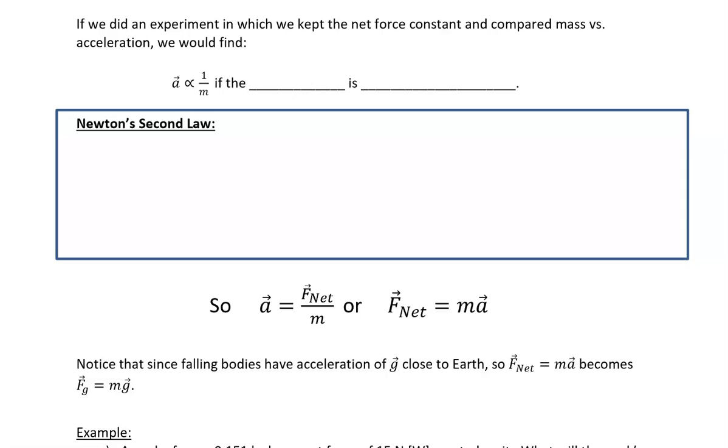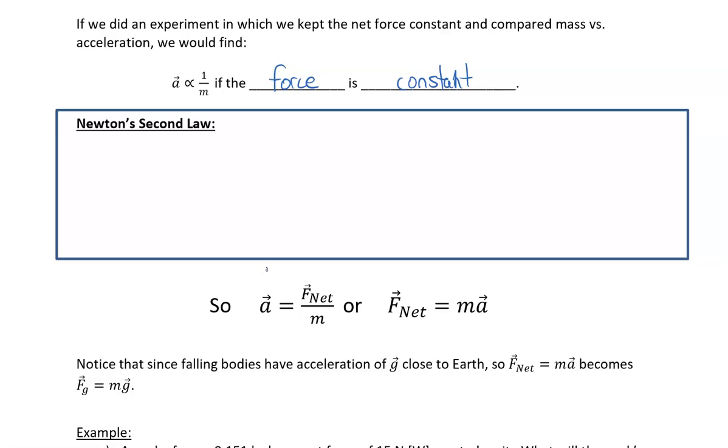Now, if we had done another experiment in which we kept the net force constant and compared mass versus acceleration, what we would find in that case is that acceleration is proportional to 1 over the mass. And that is only when the net force is constant. We're not changing that net force. Well, what does this all mean? Well, it means, look down at these two equations before I introduce Newton's second law, it means that acceleration is proportional to 1 over the mass.